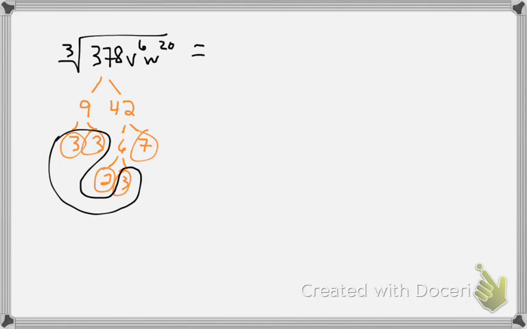I do have 3 cubed, right? That's it, right? So what can I bring out? 3. But what's left under? 14. The 2 and the 7 make 14. Is everybody on board? Because I don't have a cube for 2 and I don't have a cube for 7.